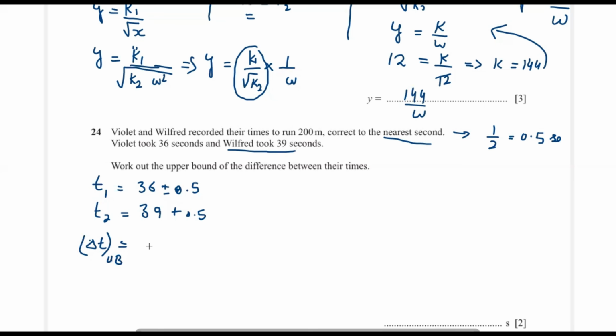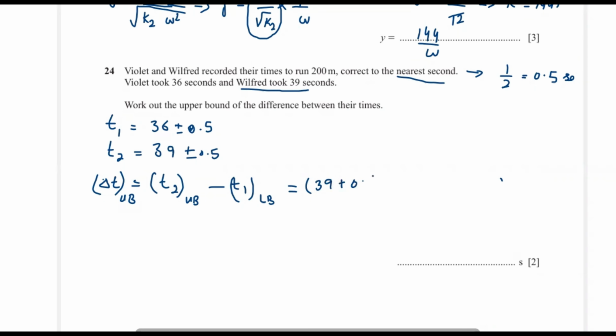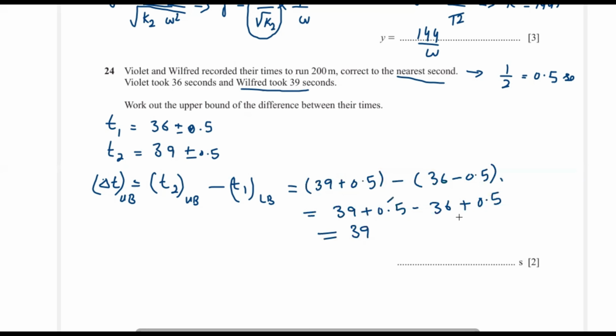Now the upper bound value will be equal to T2 minus T1. Now you see here, T2 will be the upper bound and T1 will be the lower bound value. Now T2 upper bound value will be 39 plus 0.5. Next is minus T1 lower bound value, that will be 36 minus 0.5. Therefore, 39 plus 0.5 minus 36 minus 0.5. Now we can write it as 39, 0.5 plus 0.5 is 1, so 40 minus 36 equal to 4. And this is the answer.